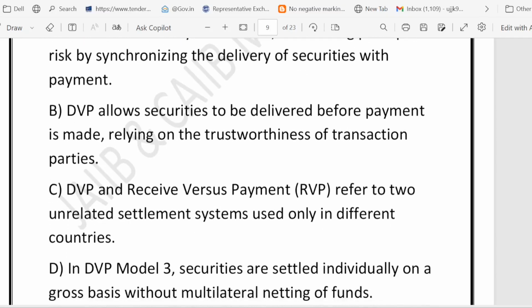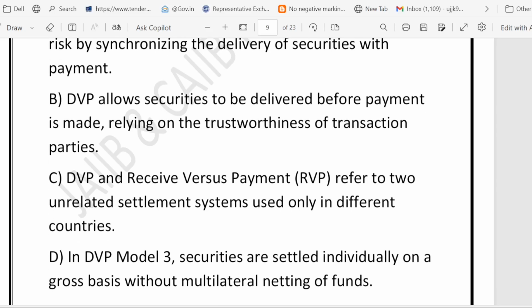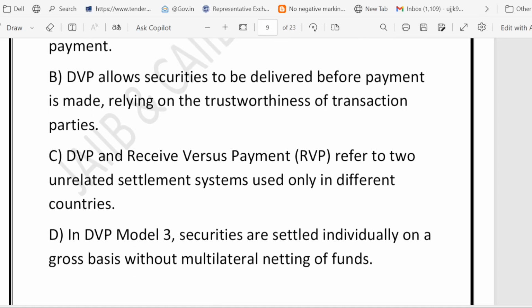Option B, DVP allows security to be delivered before payment is made, relying on trustworthiness of the transaction party. Option C, DVP and RVP, that is called receive versus payment, refers to two unrelated settlement systems used only in different countries. Option D, in DVP Model 3, securities are settled individually on a gross basis without multilateral netting of funds.